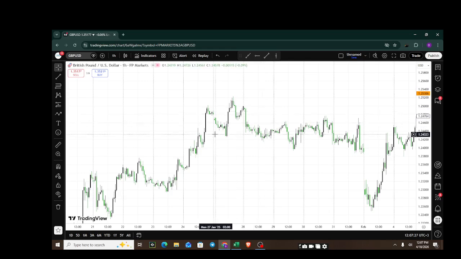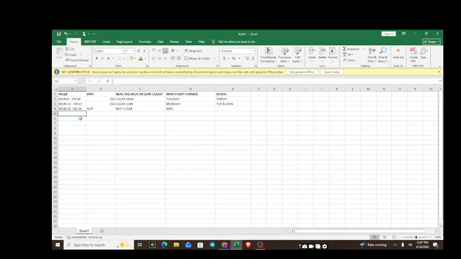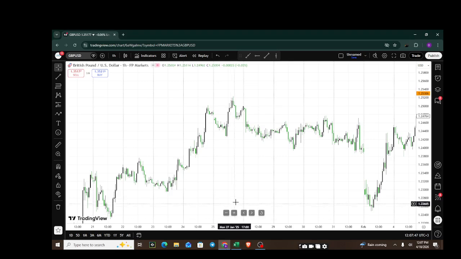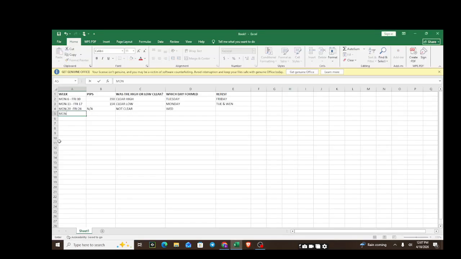So on Monday, price opened by buying. That means we would have been anticipating a sell for the week. So our high of the week was formed at 4 p.m. New York session. So that is a kill zone time. So Monday 27th to Friday 31st.